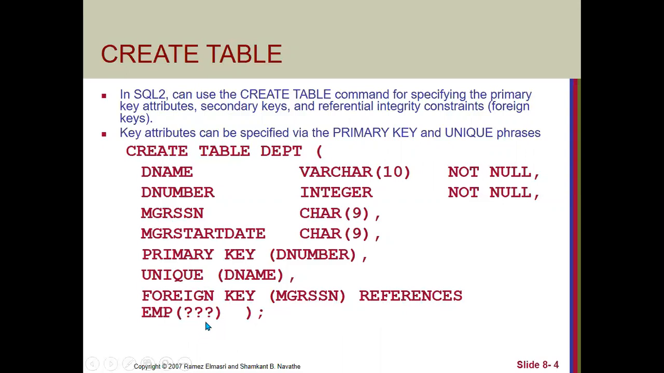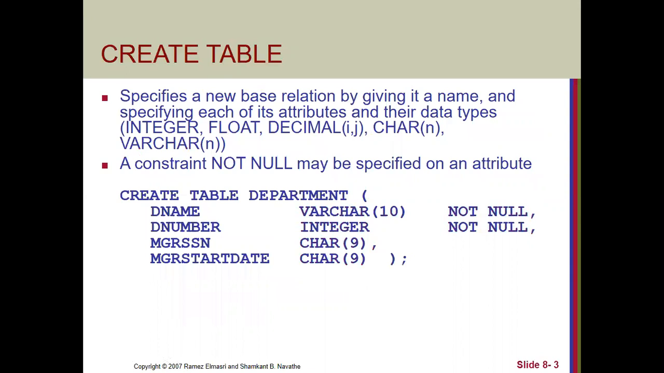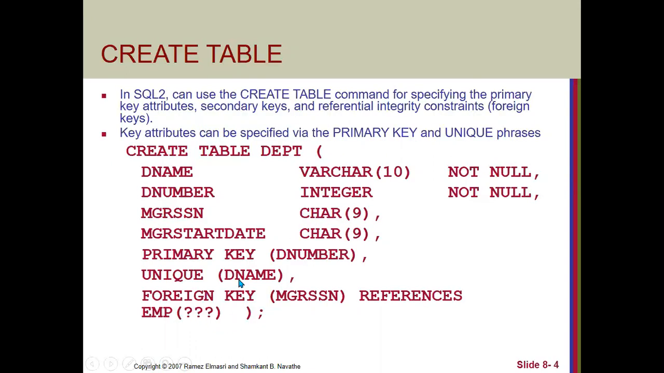Okay, so the attributes can be specified with primary key and uniqueness phrases in the SQL tool. But it's understood from here. You can just create this table in this way, and it's understood because you know that this is a foreign key and it should reference an existing key, or you can specify it explicitly this way.